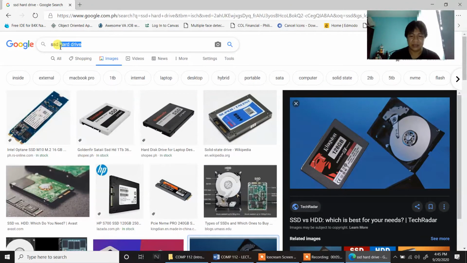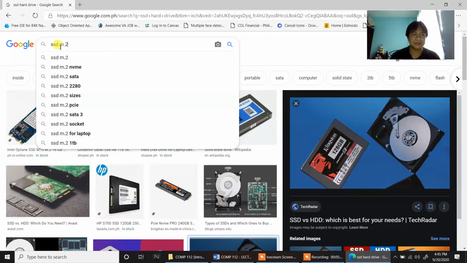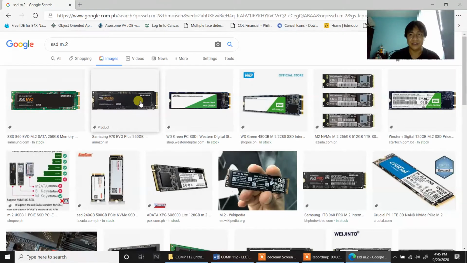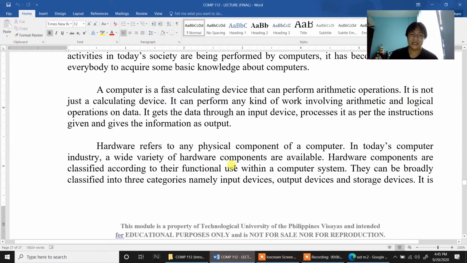M.2 hard drive. Now, it is also just a microchip. These are the latest hard drives right now, found in laptops and desktop computers that are advanced and the most recent. So that is why the hard drive has a great milestone with regards to the computer system.